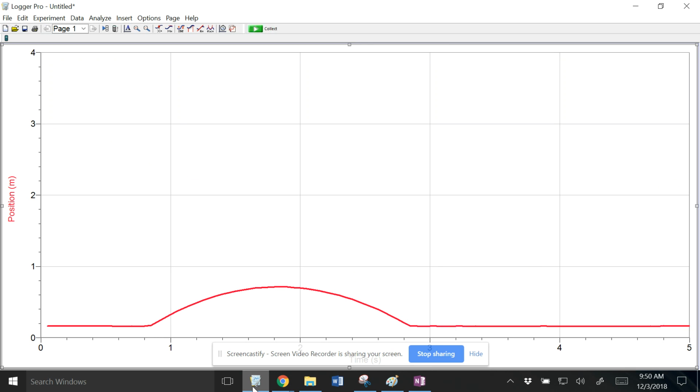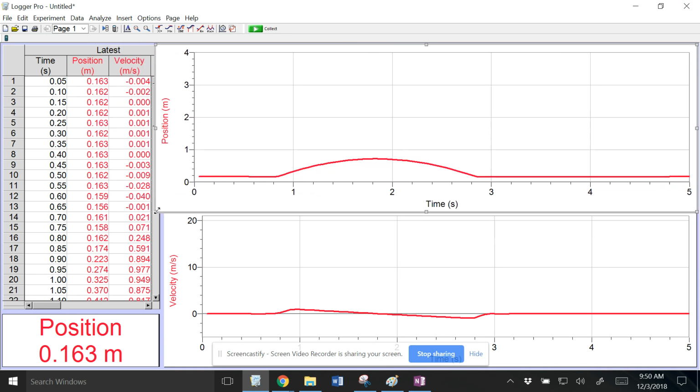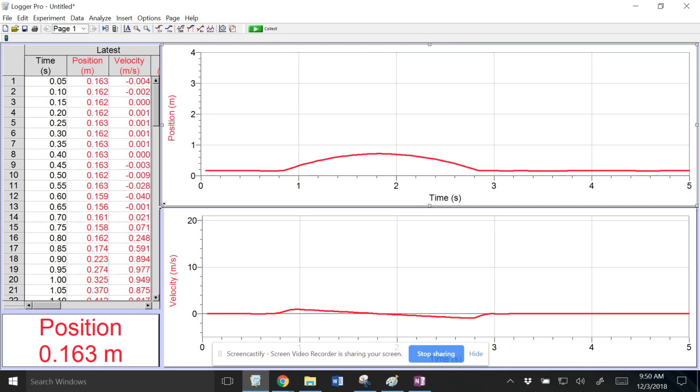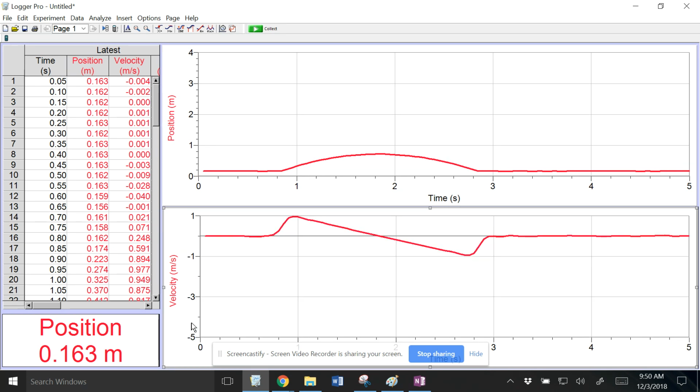So there's the position versus time graph that we're expecting. Okay, it's got that appearance. If you look at the velocity versus time graph during that same time, I don't need the numbers to go quite this high.